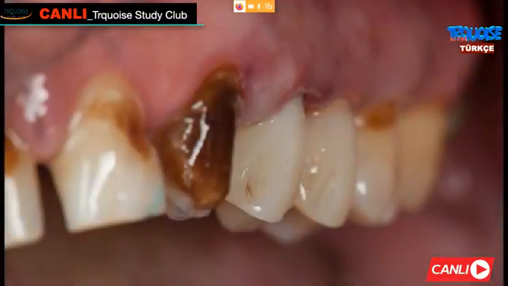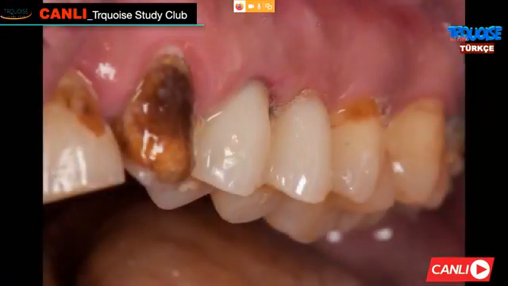Let me go through the entire case. This is the view from the buccal side. You can see the canine case, which I was telling you about. We have some leftover of the.